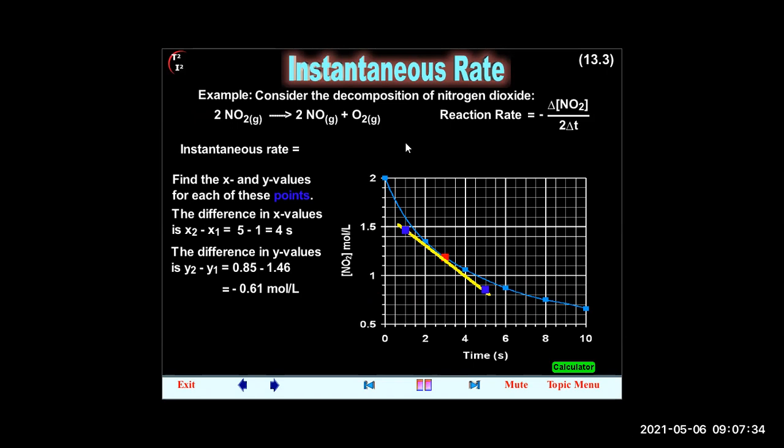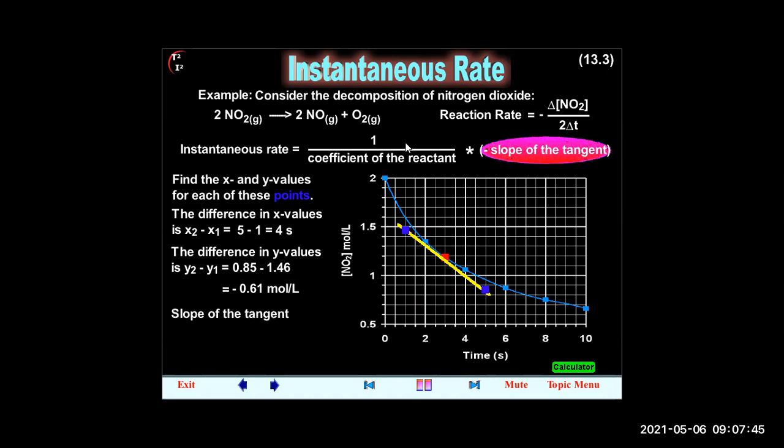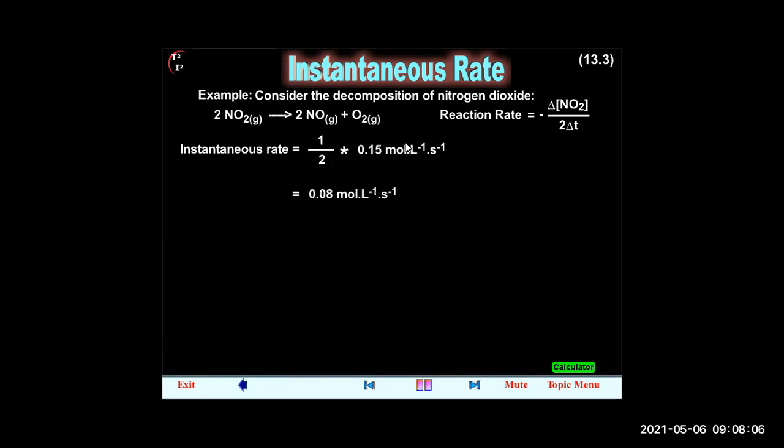Instantaneous rate equals 1 divided by coefficient of the reactant times negative slope of the tangent. Slope of the tangent equals y2 minus y1 divided by x2 minus x1 equals negative 0.15 moles per liter per second. Equals 0.08 moles per liter per second.